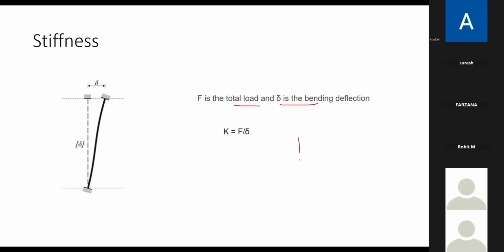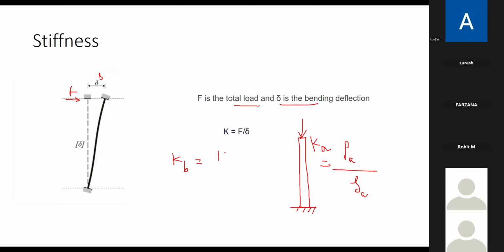But what I want everyone to understand here is, in case of seismic, there can be so many types of stiffness. When I apply axial load, the axial load divided by axial deformation is called axial stiffness. Similarly, I will apply a load here and see how much it is deflected here. This is called bending stiffness.